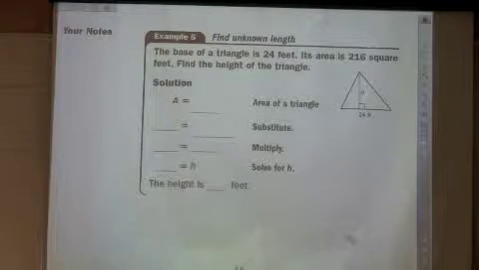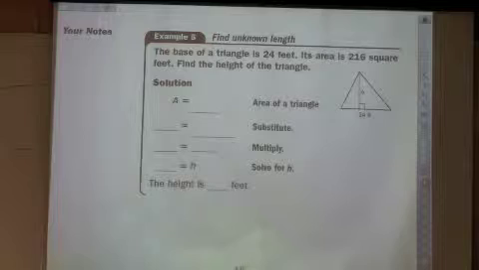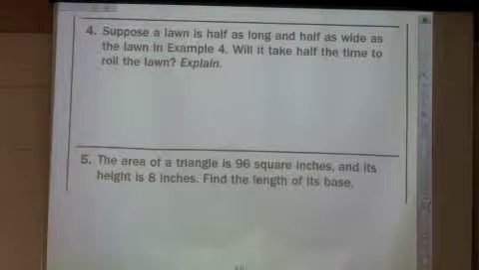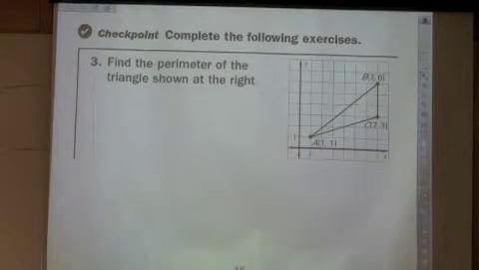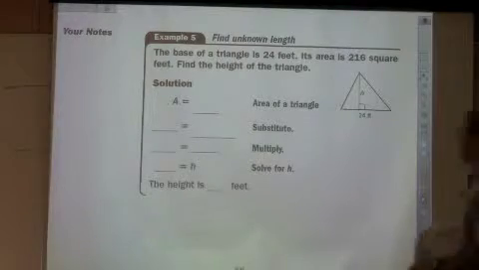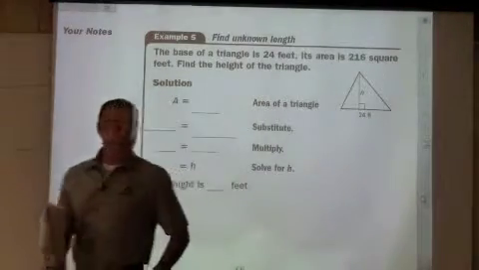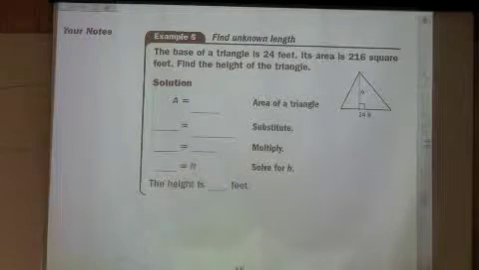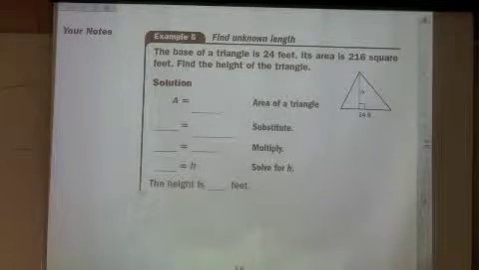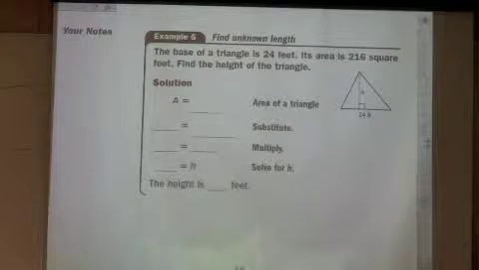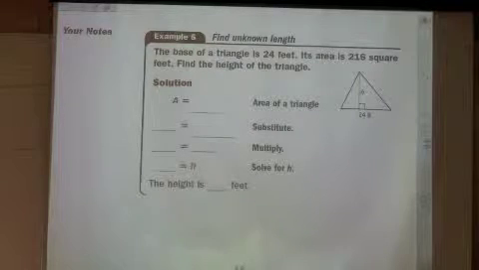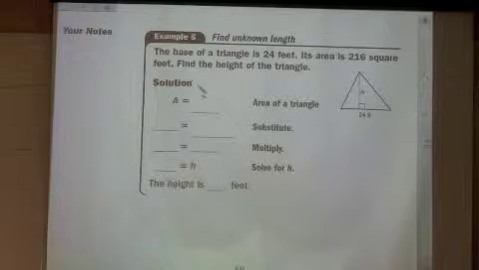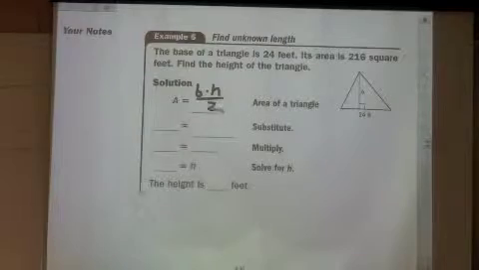Let's jump to number 5. Okay, and this will be our last example for the day, I think. Yeah, we've done one like that. We don't need to do that. Let's just do this last example. It says the base of a triangle is 24 feet. Its area is 216 square feet. Find the height. So here we have to use a little algebra. We have to work backwards a little bit. How could we set up an equation to solve this, knowing that the area of a triangle is base times height divided by 2?